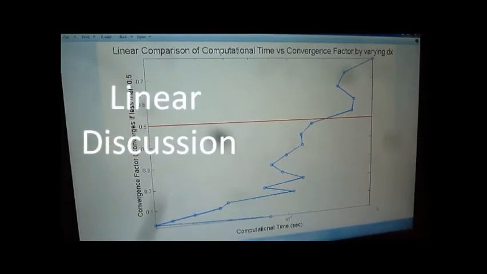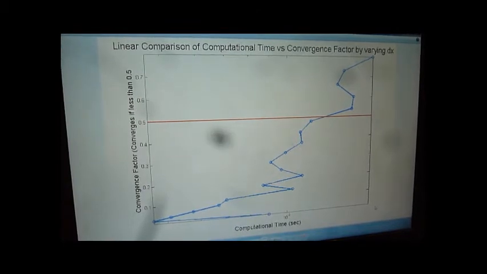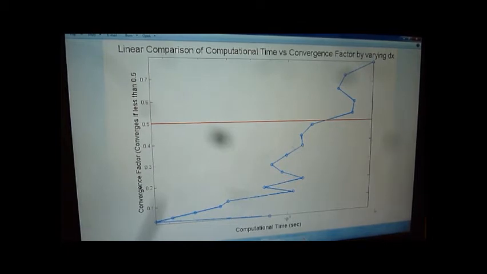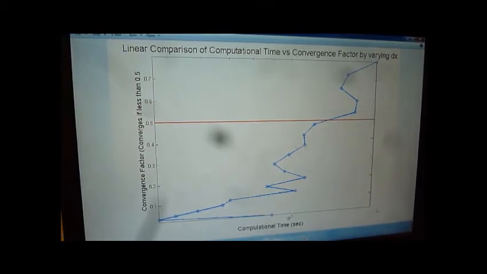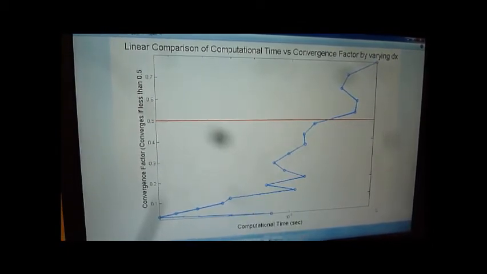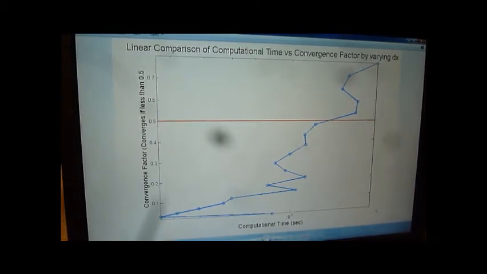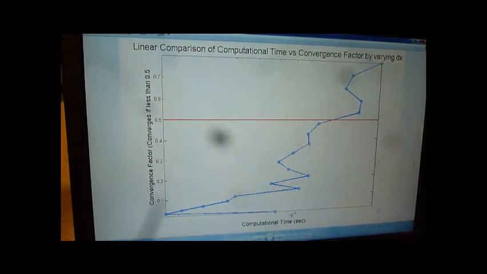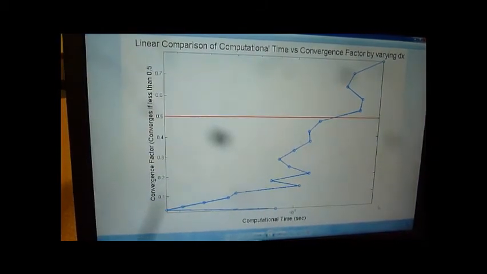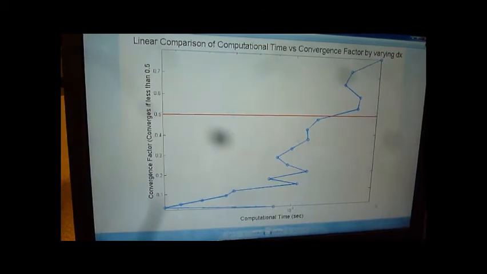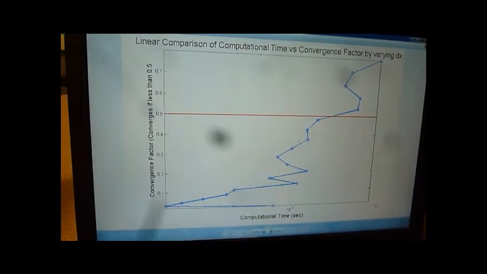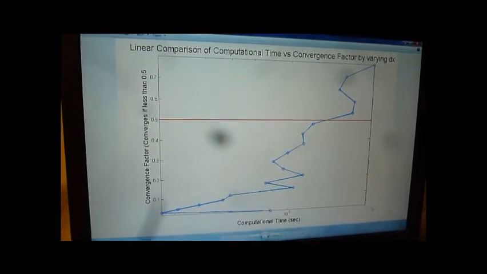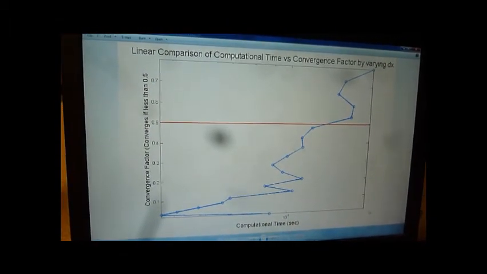In this plot, we consider changing the dx size, or the mesh size, for the linear case. What this plot shows makes sense when looking back at the equation: r equals alpha dt over dx squared. As you make dx smaller and smaller, the convergence factor becomes much higher, which can lead to instability.